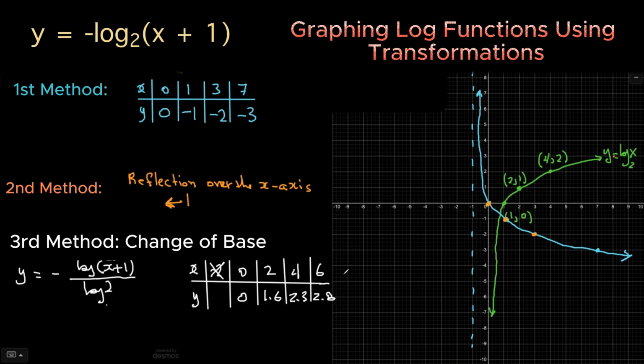And I think you should be able to get full marks doing this, as long as you draw your vertical asymptote, because you know the graph moved 1 to the left. So your vertical asymptote, the y-axis, is going to move 1 to the left. So 0 and 0 is right here.